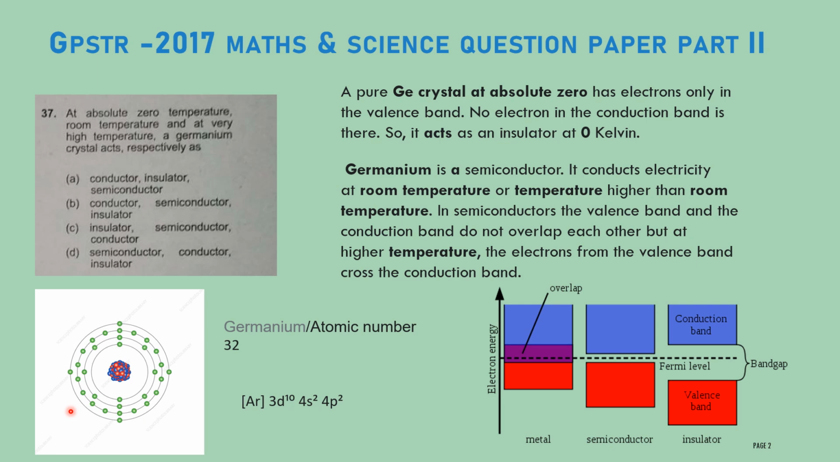What is meant by a valence electron? The electron present in the valence shell, we call it a valence electron. What is meant by the valence shell? The outermost orbit of an atom, we call it the valence shell. Then the electron present in that shell, we call it a valence electron. One important thing you have to remember, only these valence electrons are involved in bonding.